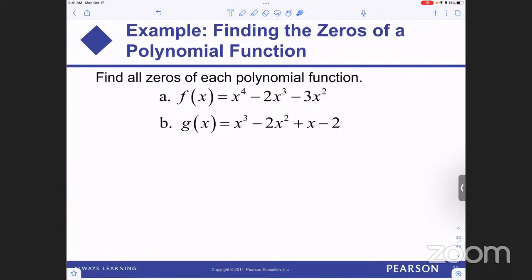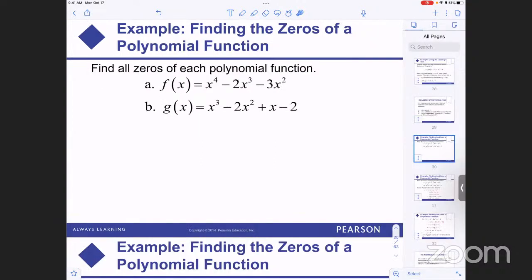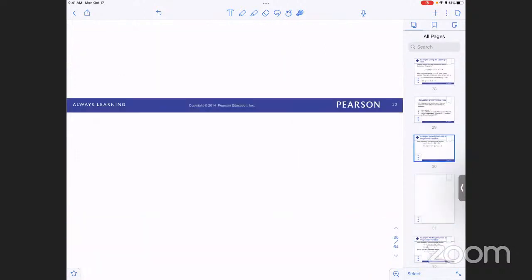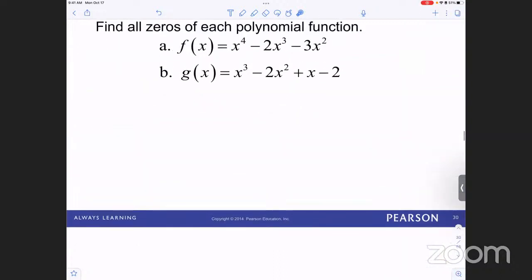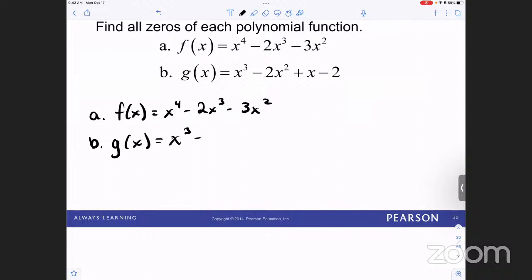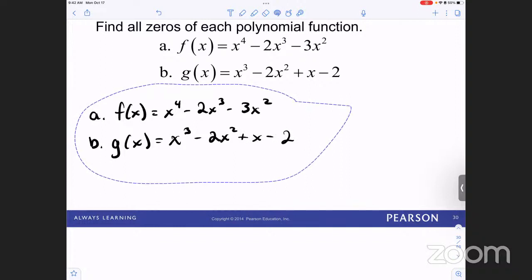I feel like I might need some space. I do want to try to get through this because this is basically factoring. Let me get space. I'm gonna give myself 2 pages. Let's go like this. Part A, we have f of x equals x to the 4 minus 2x cubed minus 3x squared. And part B, we have g of x equals x cubed minus 2x squared plus x minus 2. Okay. Let's take these guys.